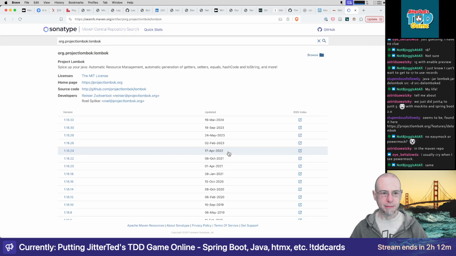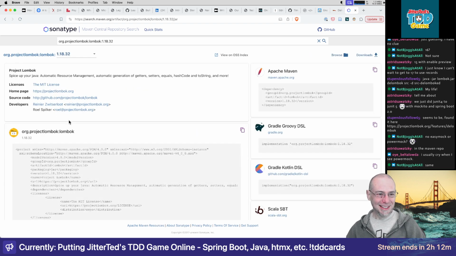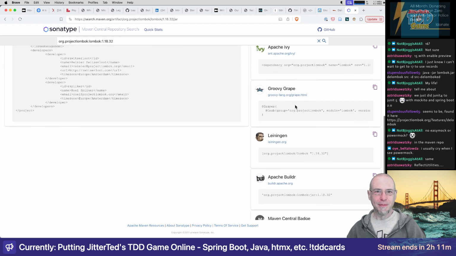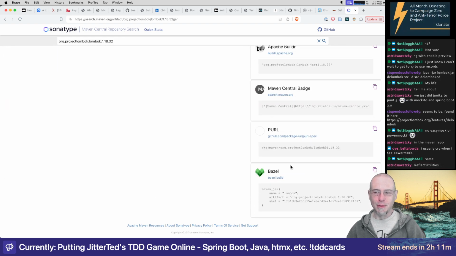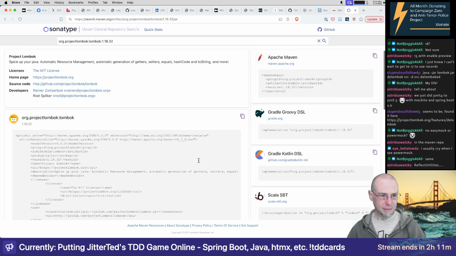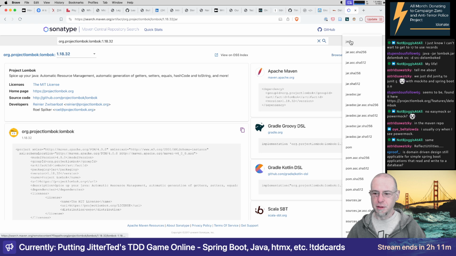Nope. See, another case of Maven, Sonatype updated their search Maven interface, and I hate it. I want the jar. Yeah, if I see PowerMock, I'm very sad. I don't usually grab the jar. Where are the downloads? There's the jar.